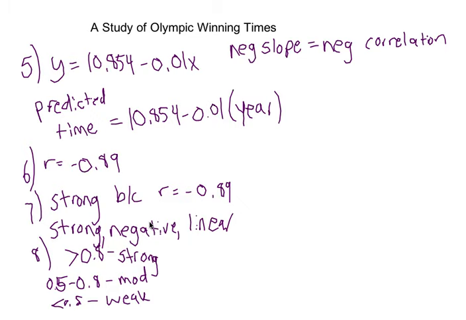Okay, and this one's strong because it's 0.89. So it's a very strong correlation. It's negative because it slopes down, and linear because pretty much everything we do is linear in this class. But you do have to remember to state it because there are other types of correlations. We just don't do them as much. So that's number 8.